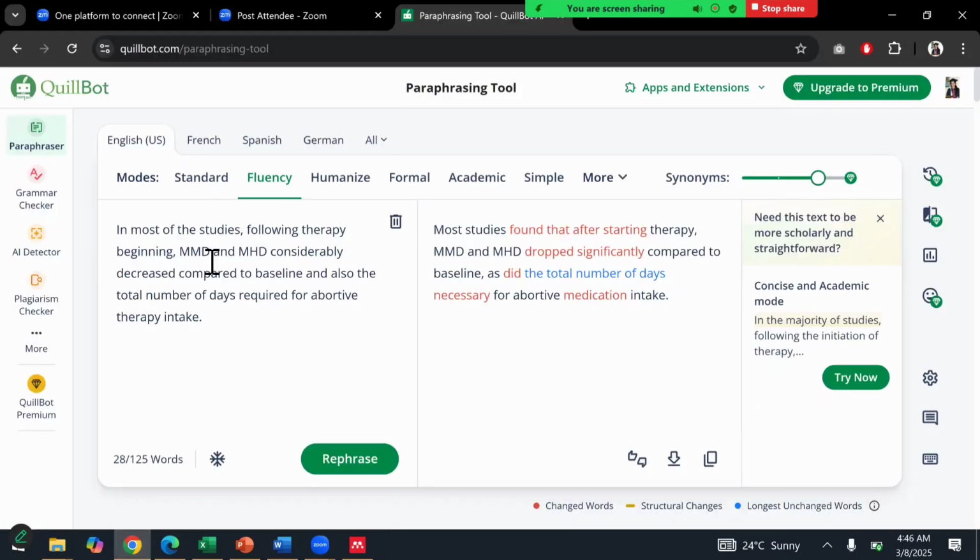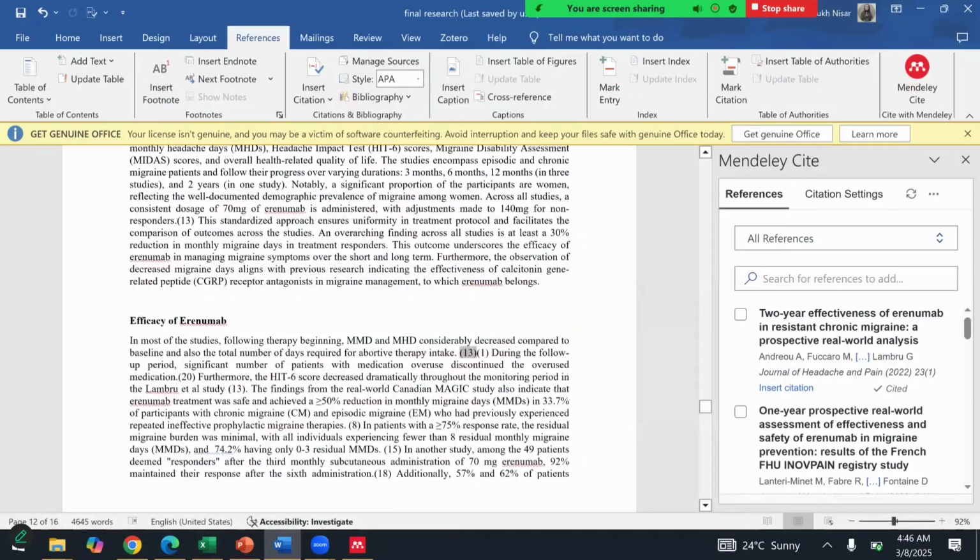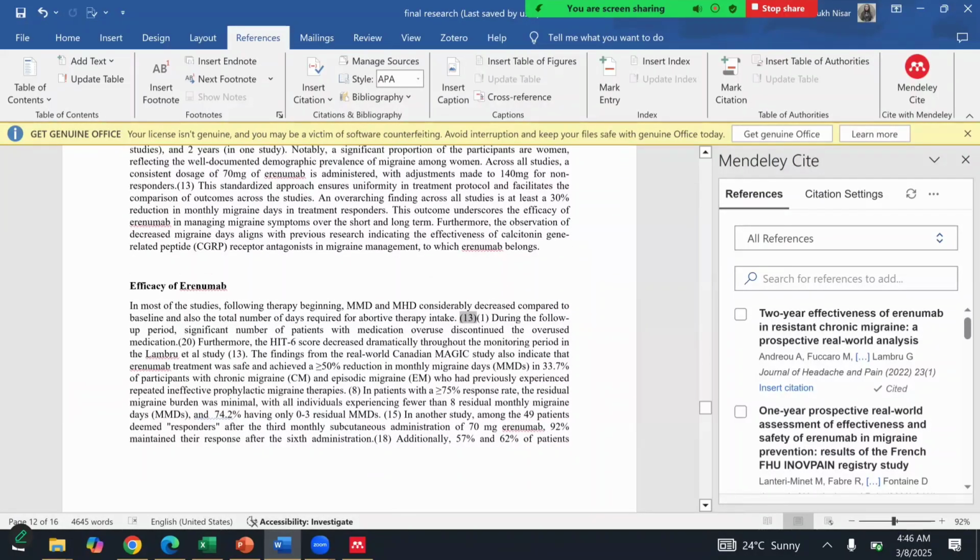You would write that line and then paraphrase it, and then write the paraphrase line here and then give the reference. This is how you would write your discussion section. So one by one, you would cite all the articles that you have selected under specific subheadings.